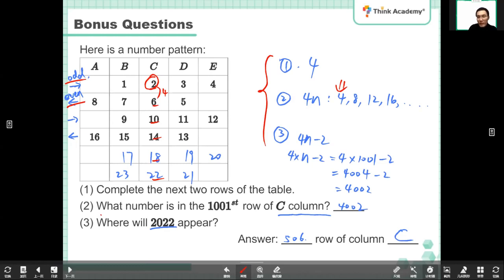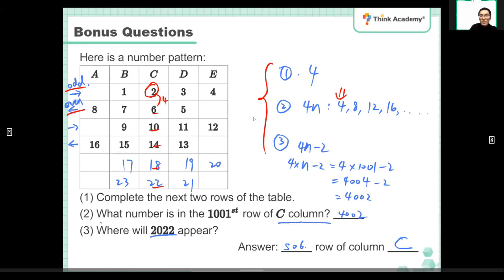Okay. The n here is the term number. For the first number in the sequence, n equals 1. For the second number in the sequence, n equals 2. For the 50th number in the sequence, n equals 50. So for the 1001st number, the term number is the row number. So in the 1001st row, n equals 1001. So what we do is 4 times n minus 2. N is 1001, so it's 4 times 1001 minus 2, and that will be 4004 minus 2, so it's 4002. Is it clear, Olivia?